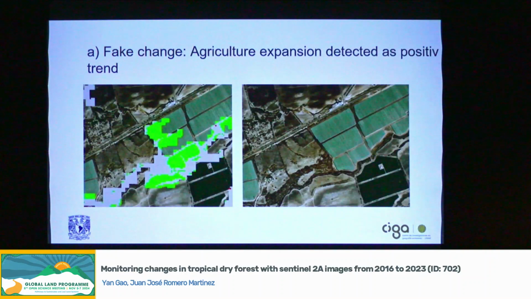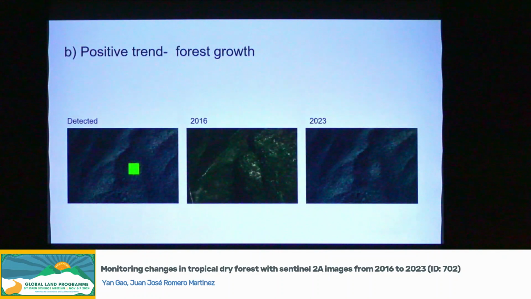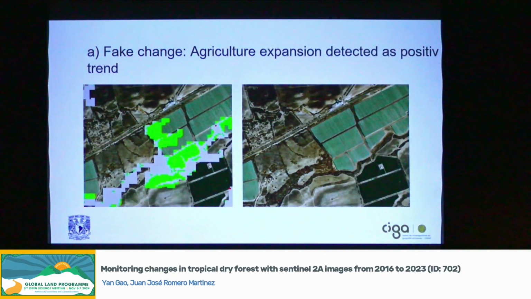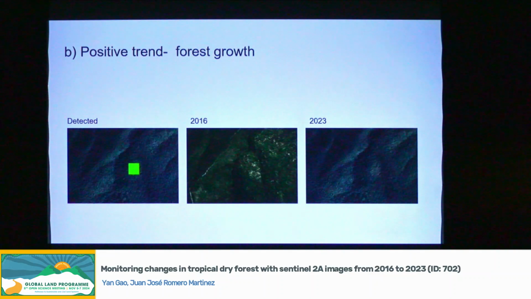And then here there are some specific cases representing some false change. For example, those areas detected as change, but they're actually the forest changed to agricultural fields, permanent agricultural fields, since there is agriculture activity going on, so detected as if there is a positive trend.